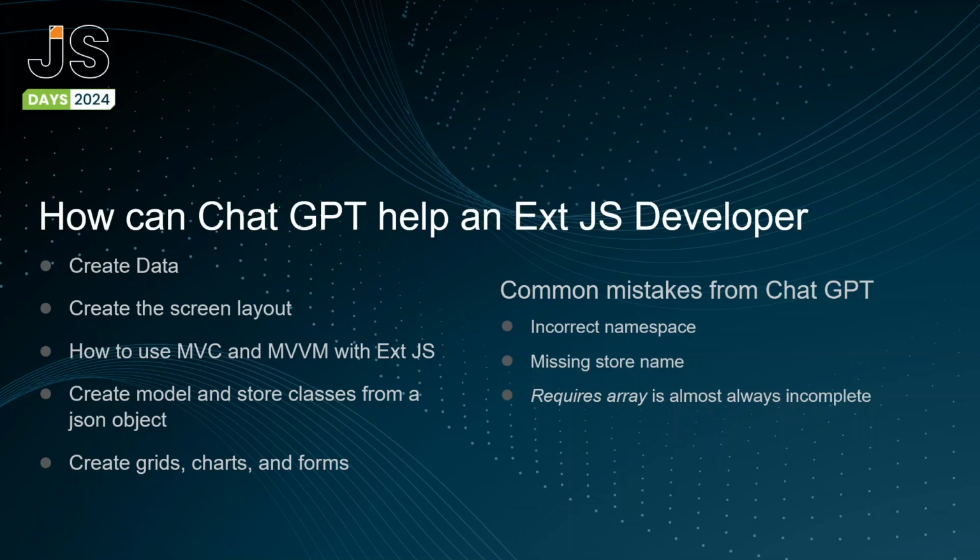From my own experience, sometimes it creates the wrong namespace. Sometimes it misses the store name. The requires array is almost always incomplete. So even if ChatGPT creates everything for us, we have to make sure that it didn't make any mistakes. I have had it that sometimes it works on the first try, and some other times I have to generate my code 5 times or fix it myself.